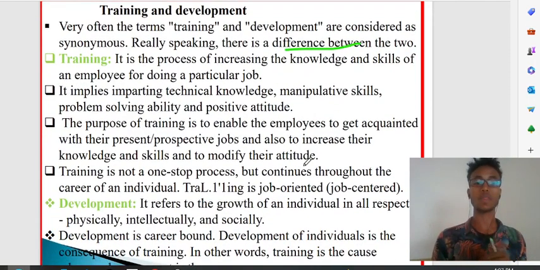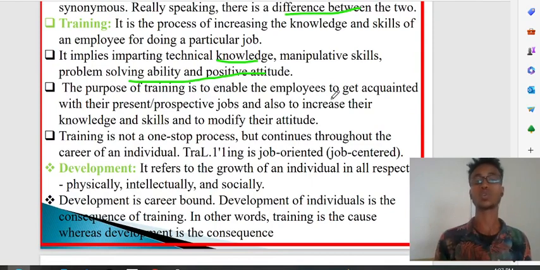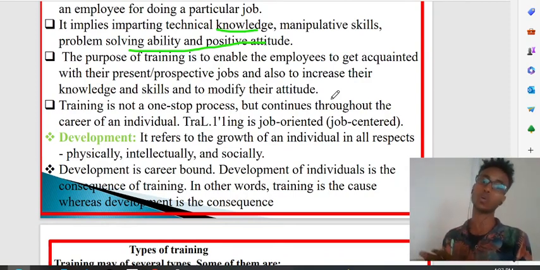It implies technical knowledge, manipulative skill, and problem solving ability, on the specific job. The purpose of training is to enable employees to get acquainted with their present or prospective job and also to increase their knowledge and skill.